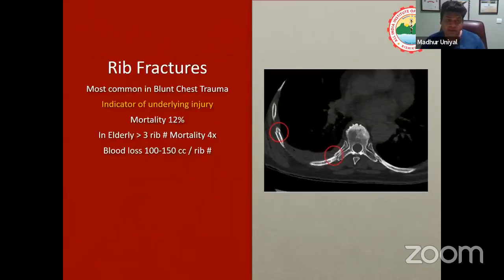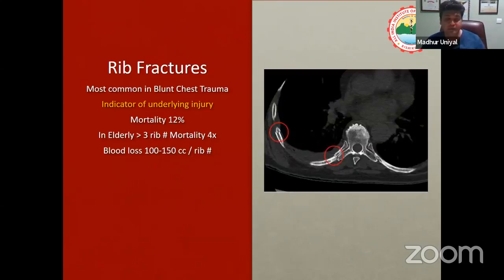Like I mentioned, blunt chest trauma mortality is, yes, high. In elderly, 4 times. And with each rib fracture, studies have suggested there's slightly more than 100 ml loss of blood. But most important of all, what I want to stress upon is that a rib fracture is an indicator of underlying injury.